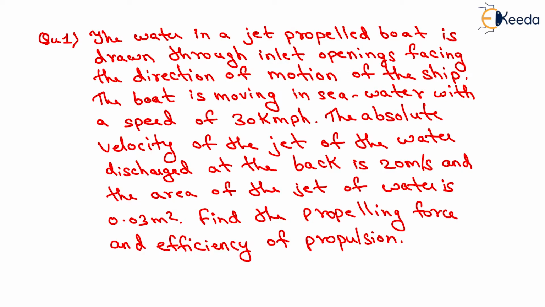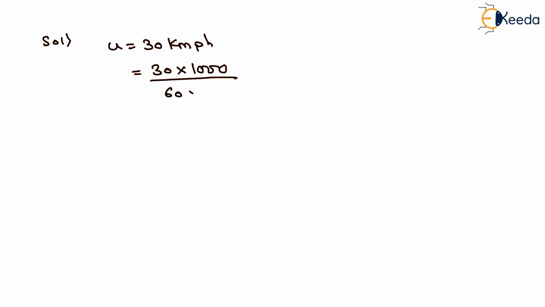Now first of all we will write the given quantities here. The first one is the speed of the boat, that is 30 km per hour. Now we will convert this kilometer per hour into meter per second, for which we need to multiply by 1000 in the numerator and 60 into 60 in the denominator, so that kilometer will be converted into meter and hour will be converted into second. So this will be in meter per second. After solving this, we will have the value of u equals 8.33 meter per second.